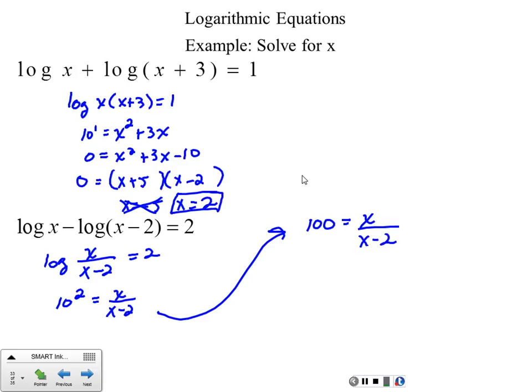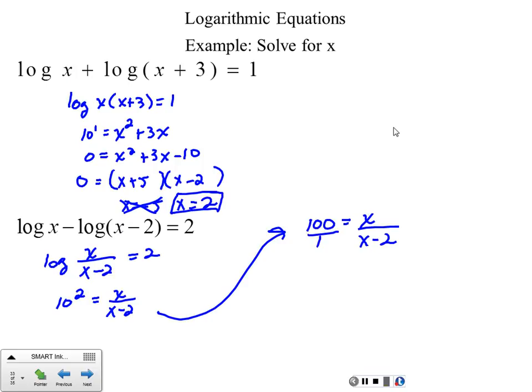Going from exponential, your base is 10. I know that because I don't see a base. And going from log to exponential, it's base to the second power is equal to your argument. Okay? From here, what do?